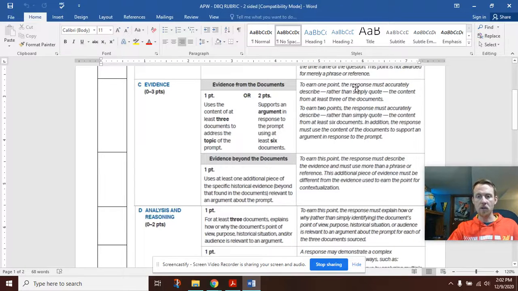Okay, notice to earn 1 point, the response must accurately describe rather than just quote the content from the documents. To earn 2 points, the response must accurately describe rather than simply quote content from 6 or more. In addition, the response must use the content of the documents to support the argument. What they're trying to say is you can't just take a block quote and go, well, Protestants were mad. Bloom, here's a quote. And then, Calvinists didn't feel like they had rights. Clunk, here's a quote. Embed it, right?